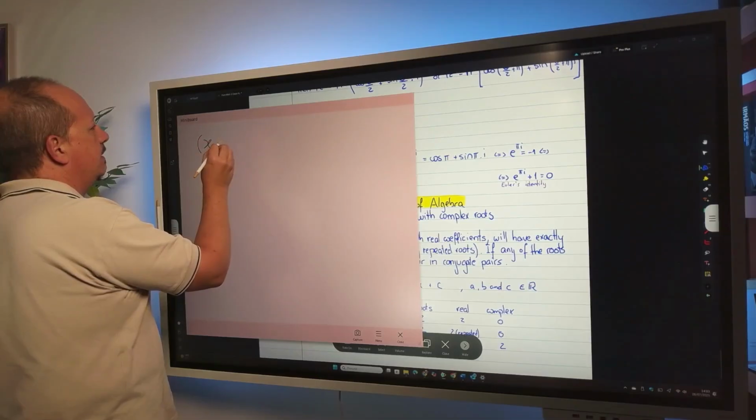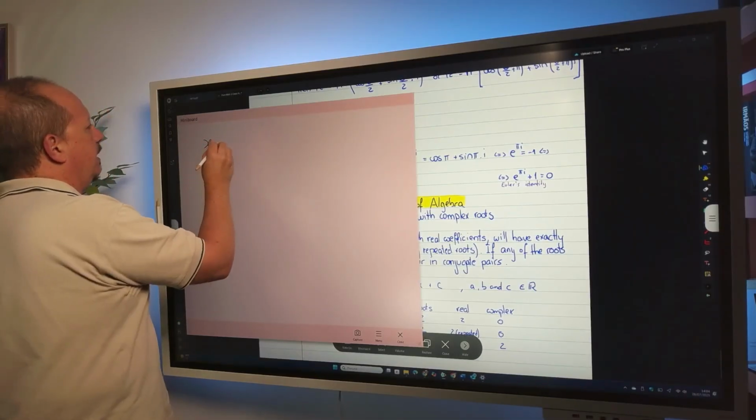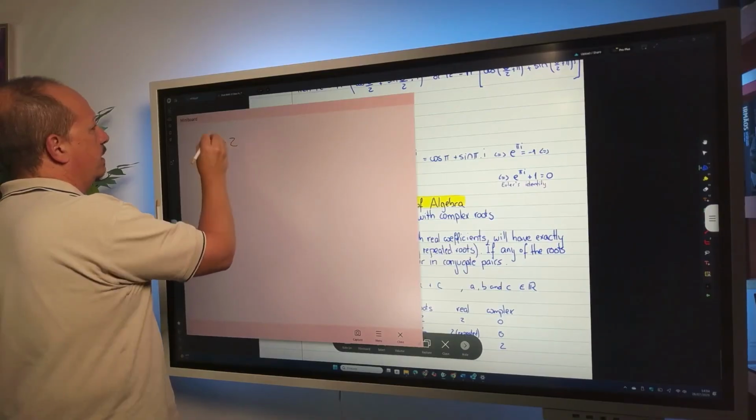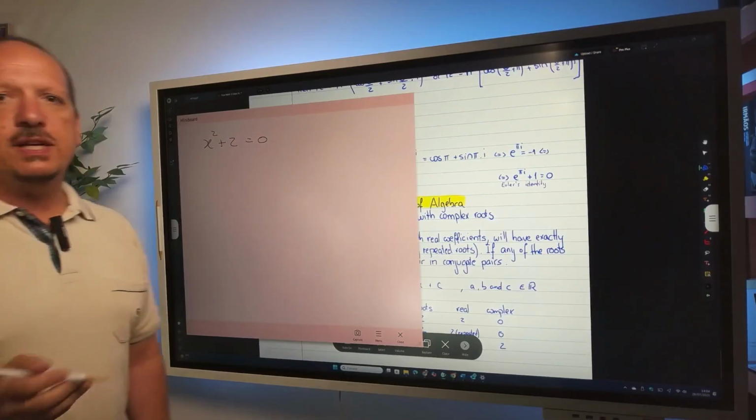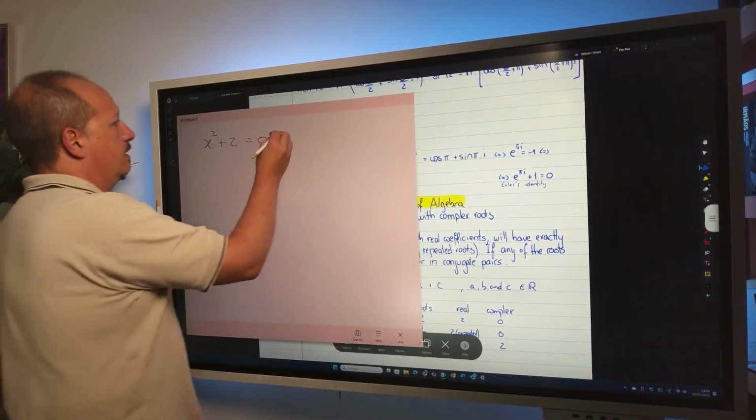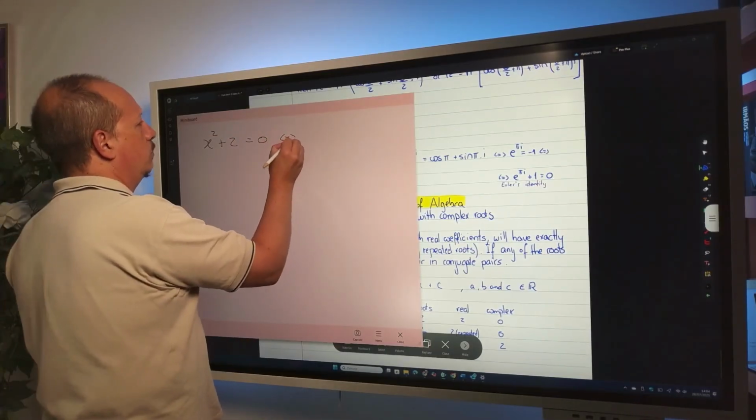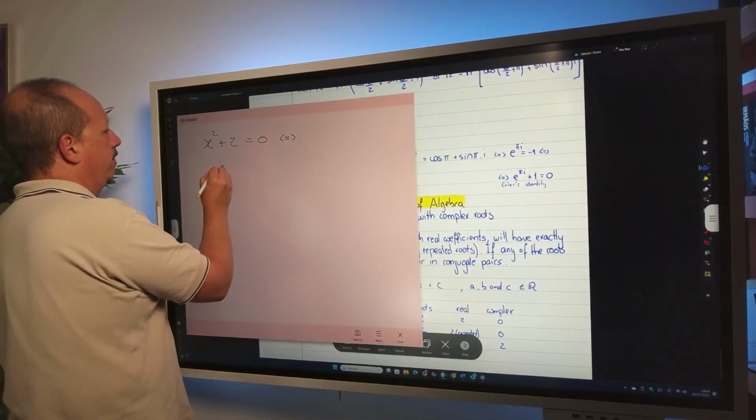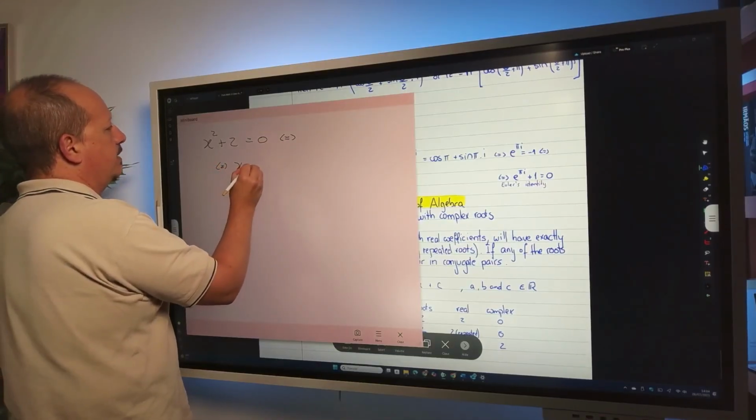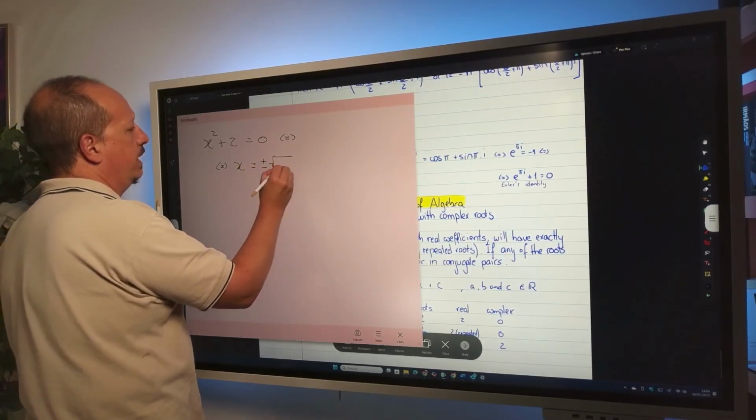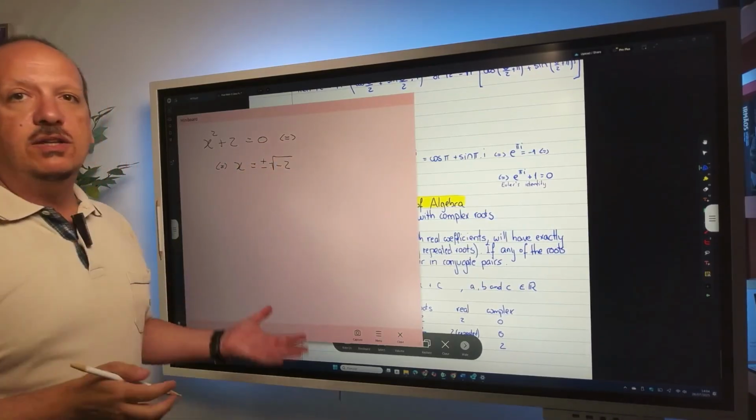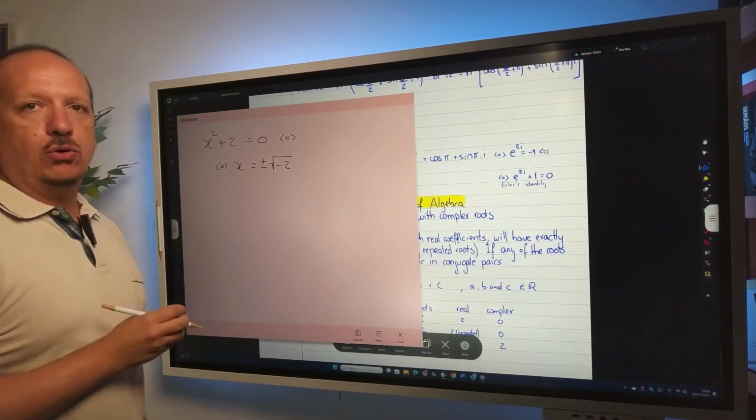X, let me take this over here. x² plus 2x, actually this. If we were to solve this, until recently, what would you have? You would have x equals plus or minus square root of minus 2. Again, no real solutions, but now you know more than this.